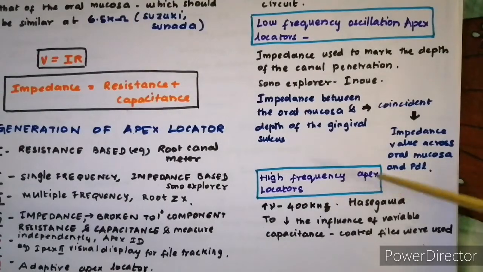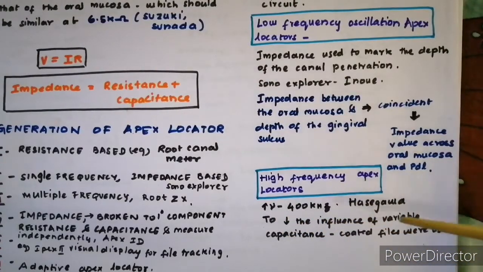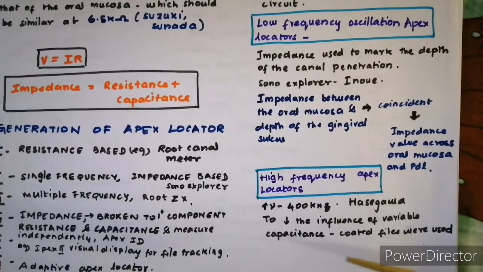Then the high frequency apex locator. Here an increased frequency like 400 kHz is used. This concept was given by Hasegawa. To decrease the influence of the variable capacitance, coated files were used. But as coated files were used, the possibility of placing the file into a narrow canal becomes limited.